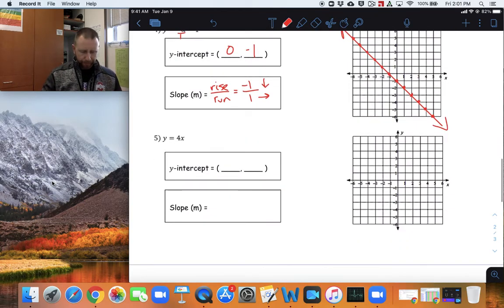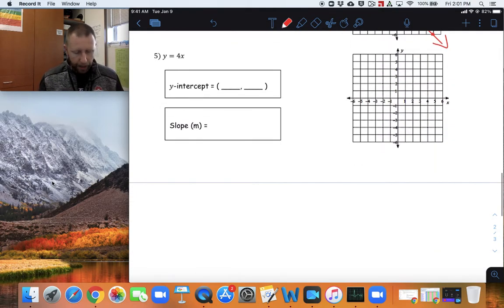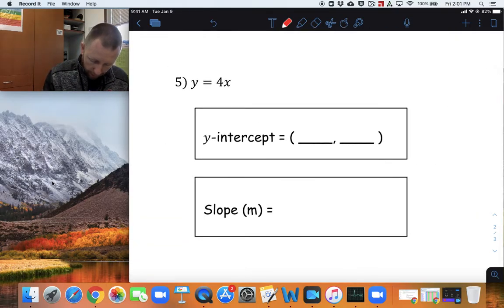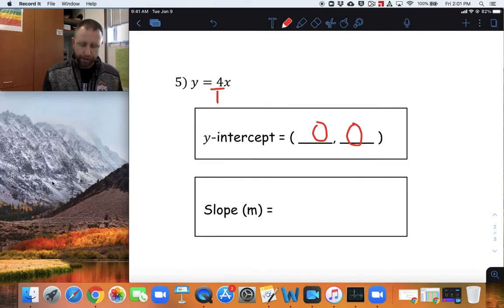And then this fifth and final example here, I've got y equals 4x. Now, this looks like a proportional relationship because there's no plus b at the end, right? It's just y equals mx, where m is 4. My slope is 4. Well, let's make that a fraction. We know how to do that. Put it over 1. But what's my y-intercept? Well, if it's a proportional relationship, we already know it's 0, 0. But why is it 0, 0? Because really, even though there's nothing written, at the end of this equation is a plus 0.